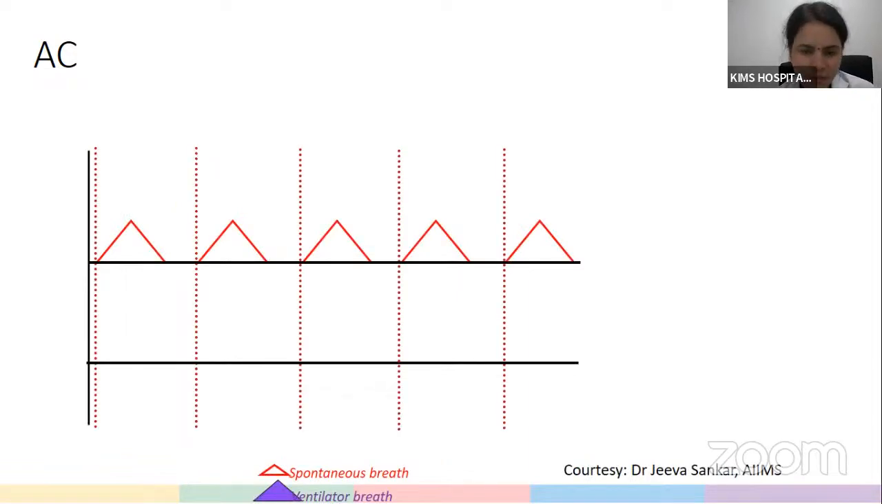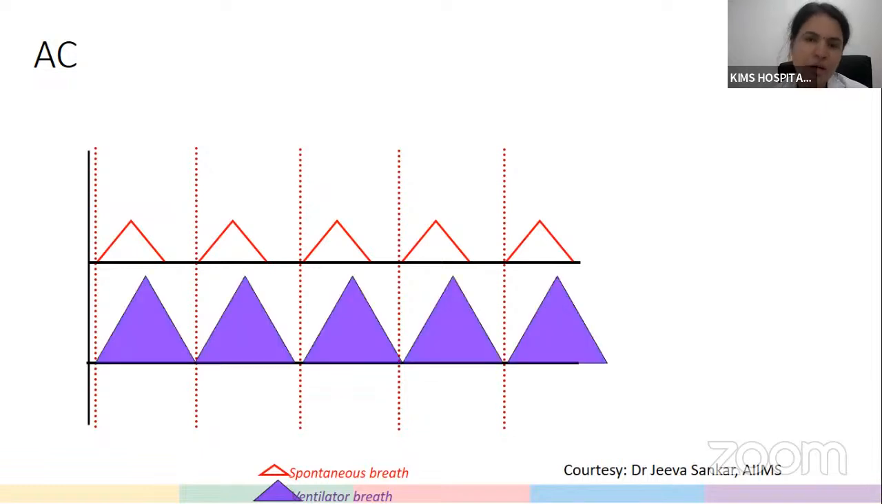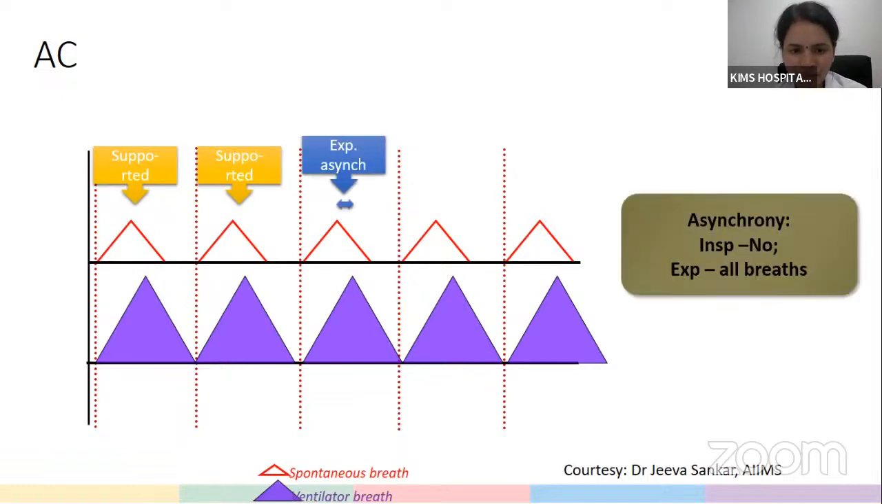Coming back to this earlier figure, this is the spontaneously breathing baby. The baby has initiated breathing 5 times. So if you are doing assist control mode of ventilation or SIPPV mode of ventilation, how many purple triangles of the ventilator breath do we expect to see? We expect to see 5 out of 5. So all the 5 breaths we expect to have been supported by the ventilator, because we are not controlling the rate. In assist control, we are only controlling the backup rate. So all these 5 efforts of the baby have been supported.